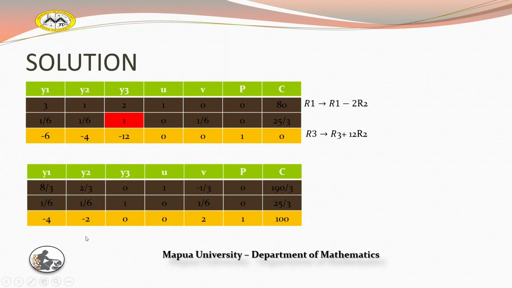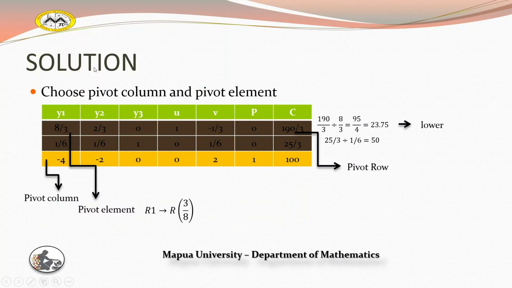Now, this is not yet our optimal table because there are still two columns with negative values. Then we have to repeat our steps and look for the pivot column. This time, between negative 4 and negative 2, the lower value is negative 4. So this is our next pivot column. Then we look for our next pivot element by dividing the constants by the coefficients of the y1 column. That will be our next step.